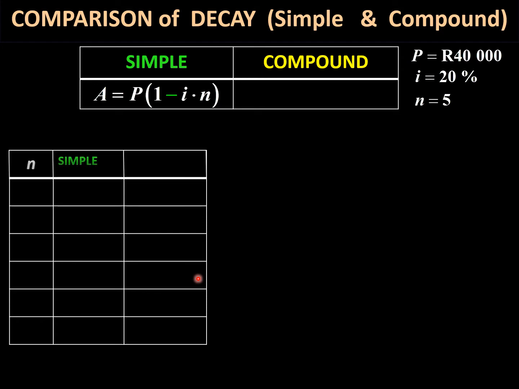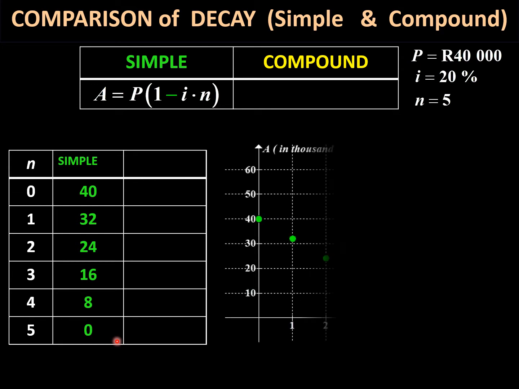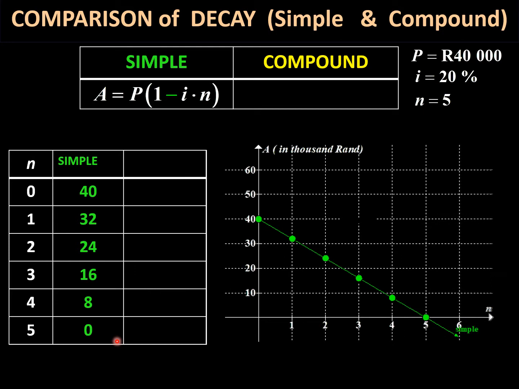So let's see now. If I take 40,000, in other words, we start off with 40,000. I just don't have the thousands in there, and you can see it depreciates by 8,000 and another 8,000 and another 8,000, until eventually after 5 years its value is 0. So when we have a simple decay, the end value there would be 0. Before we look at compound, let's look at it graphically, and you can see that the simple decay gives me a linear relationship, and after 5 years, in this case of the 20%, the value there would be 0.